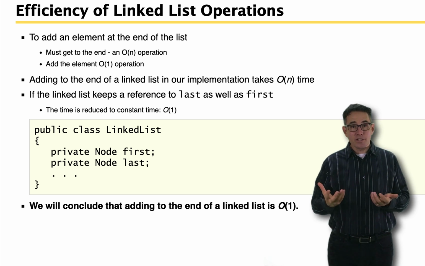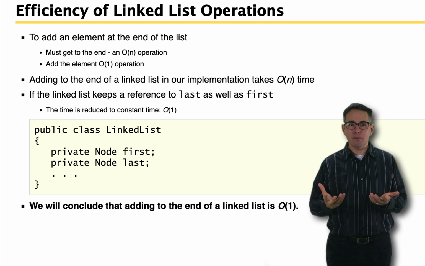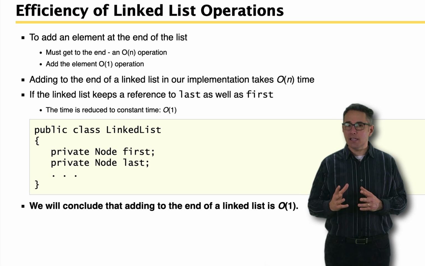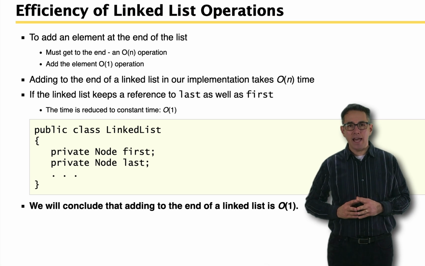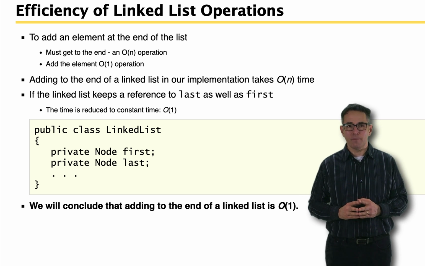So we'll assume that we do keep track of that because it's a straightforward addition to keep track of the end of our linked list. And so we'll say that adding something to the beginning of our list or adding something to the end of our list both take a constant amount of time once you add that last instance variable.